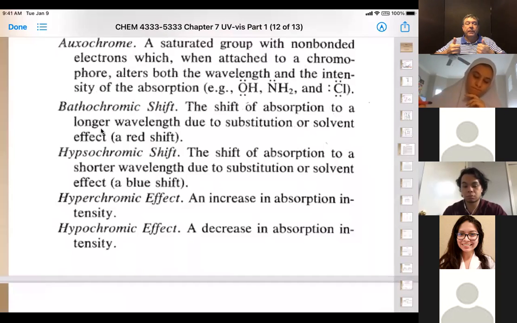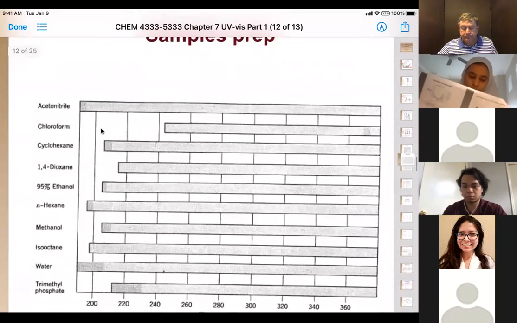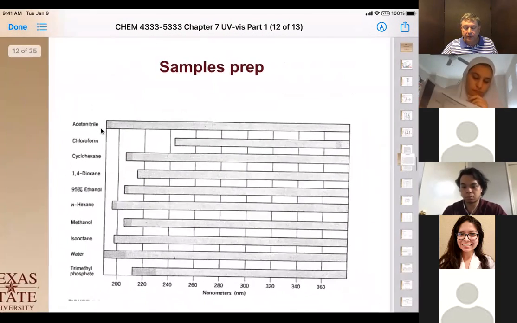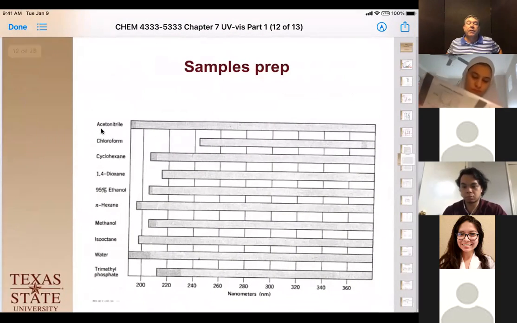Okay, so now do we understand chromophore? All right. Okay, so the next thing we want to do is talk about sample prep. So obviously concentration is important and path length is important.